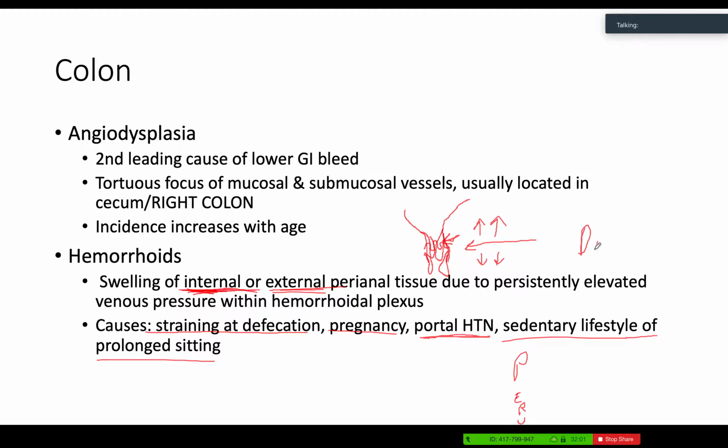Okay? And I'm just going to write the name of the line, dentate. Okay? Dentate line. And that sort of differentiates our internal and external. That's how we decide, is it an internal hemorrhoid or an external hemorrhoid? We look at the dentate line. The second thing we look at is, is it painful or not? And external hemorrhoids tend to be painful. Internal hemorrhoids, they can get quite big, but they don't become painful. Okay? Great.